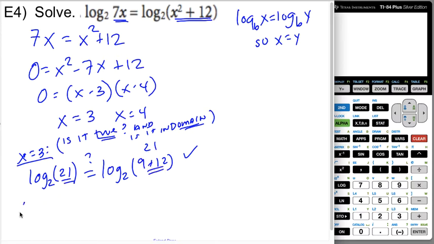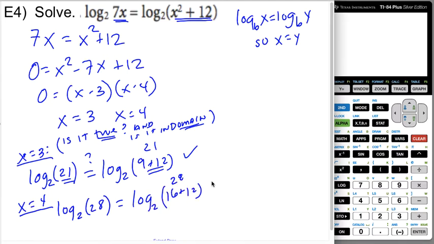So x equals 3 is an answer, and x equals 4 when I check it is going to give me the log base 2 of 28. We're going to see if that's equal to the log base 2 of 16 plus 12. Hey, look, that's also a 28. Yes, it is both true and gives us a value in the domain, so both answers work.